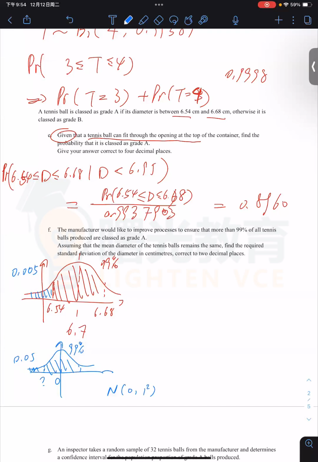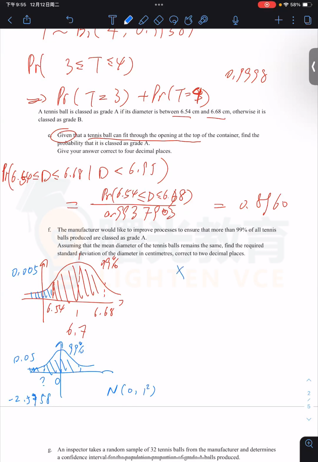After you use your calculator to find the inverse normal distribution, you can type in the area is 0.05, mean is 0, and standard deviation is 1. You could find out the corresponding answer would be negative 2.5758. And I believe that number is enough because we just need to correct to 2 decimal places. As long as we keep more than two decimal places during the calculation, it will be good.